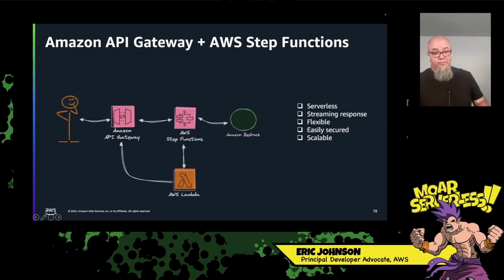All right, so let's look at another option here. Amazon API Gateway plus AWS Step Functions and AWS Lambda. To me, this is kind of the golden ticket, right?